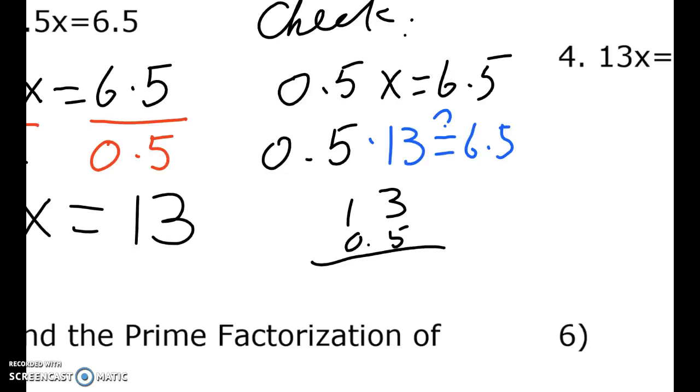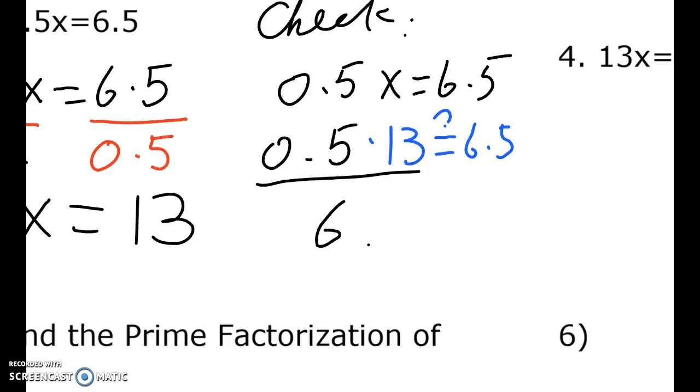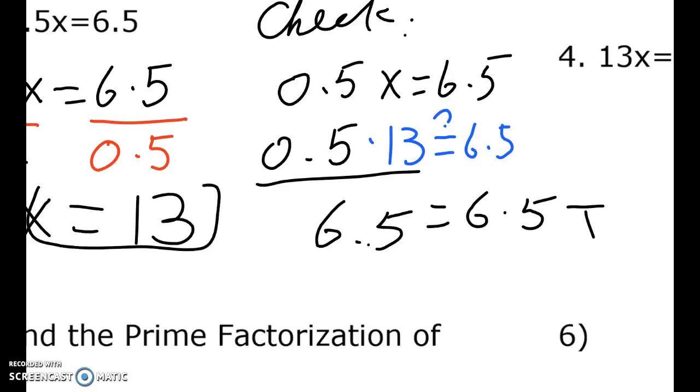So first, 5 times 3 is 15, and then 5 times 1 is 5, plus 1 is 6. So how many places behind the decimal point? 1. So this side we get 6.5. So now it is 6.5 equals 6.5. So this is a true equation, and that is the solution.